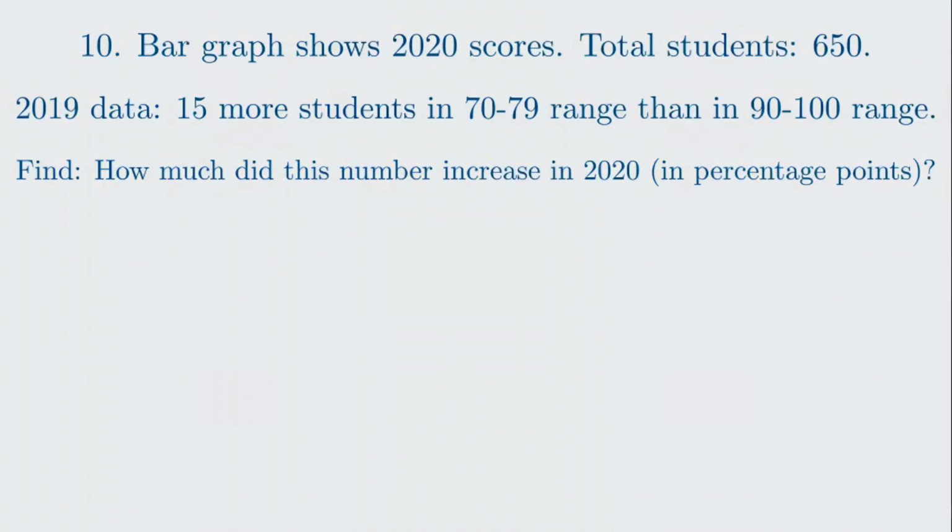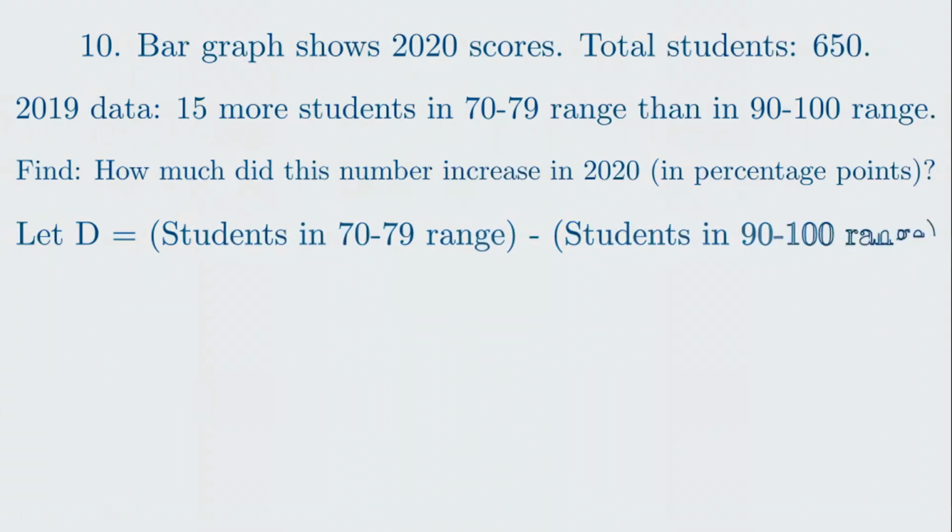The objective is to analyze data from a graph and compare it to a given statistic to find a percentage point change. This problem requires careful reading and attention to detail. Let's first understand the question. It's asking about the difference in the number of students between two score ranges, 70 to 79 and 90 to 100. Let's call this difference D. We need to calculate this difference D for both 2019 and 2020, and then find the percentage point increase.